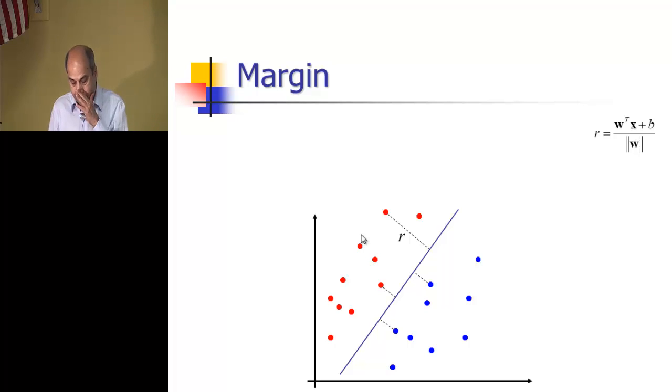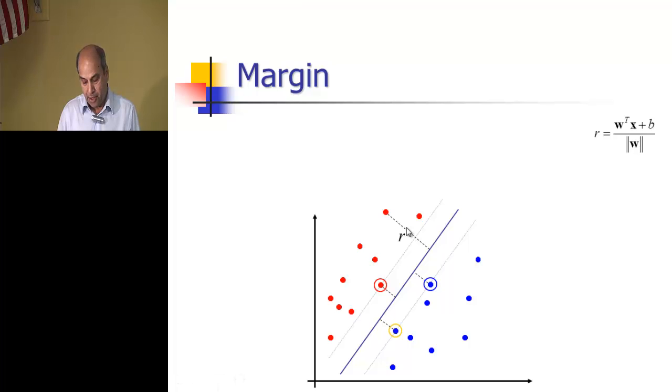So there is this notion of margin, which is the distance of a point from the line. Okay, so you can find that out like this. So now the distance, this is the closest point in this class to the line. This is another closest point in this class, and so on. So we can find these distances. This one is further away. Okay?